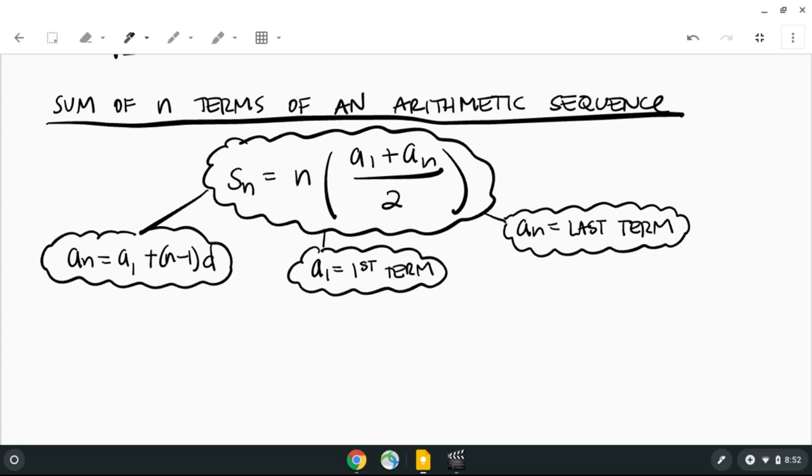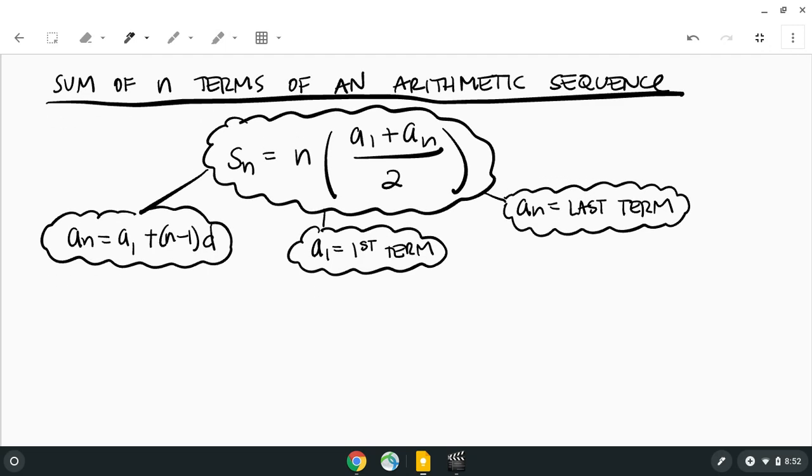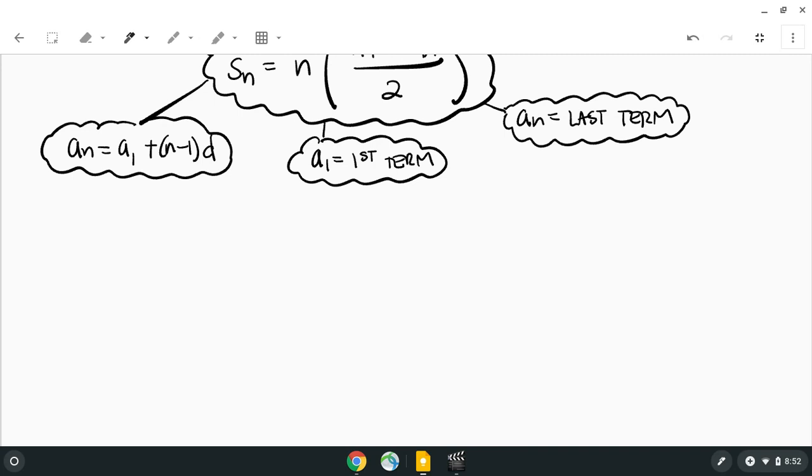So what you're doing in this formula for the sum is you're basically doing the first term plus the last term, divided by 2, and whatever you get multiplied by n. So if you're finding the sum of the first 50 terms, you're going to add the first term and the 50th term, divide by 2, and then multiply by 50. All right, so let's do one or two.